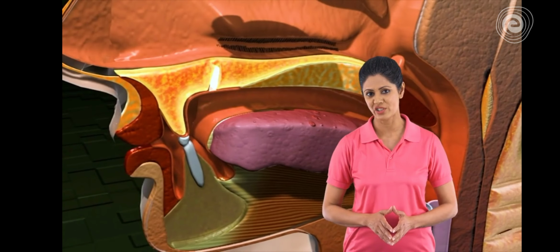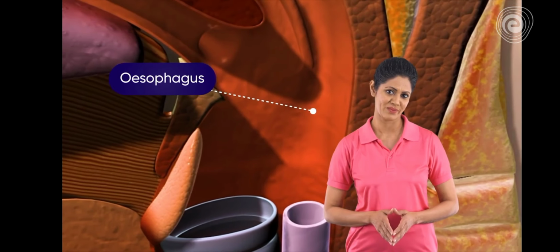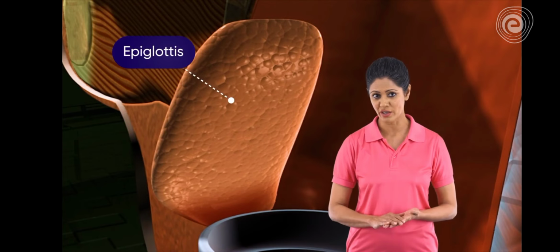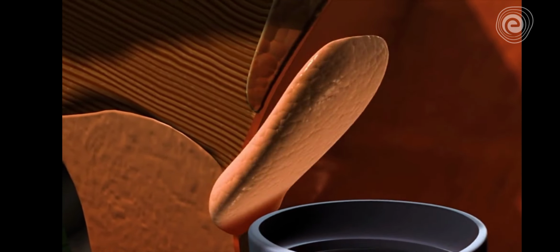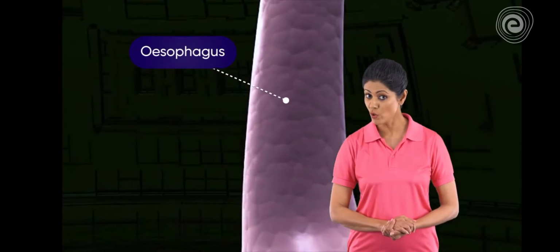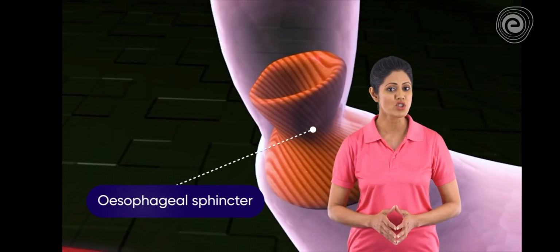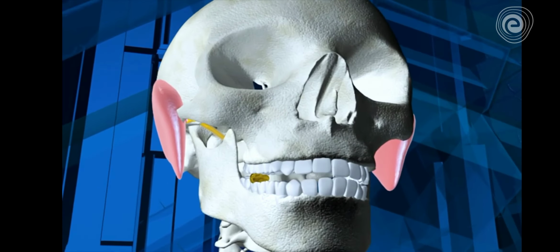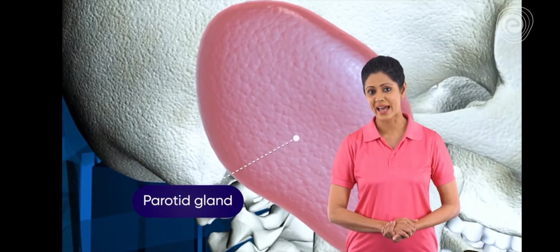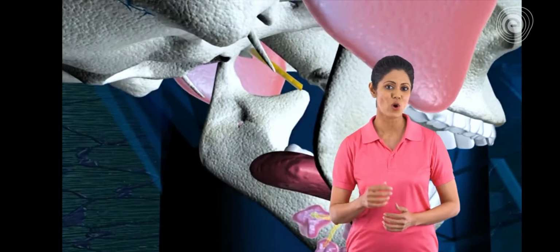The oral cavity leads through the pharynx into the tubular esophagus. At the tracheal opening, there is a small flap-like structure called epiglottis, which guards the opening of the trachea. The esophagus then opens into the stomach through a ring of muscle called the esophageal sphincter. Human skull shows the upper jaw and the lower jaw. The parotid gland, which is the major salivary gland, is present near the upper jaw.